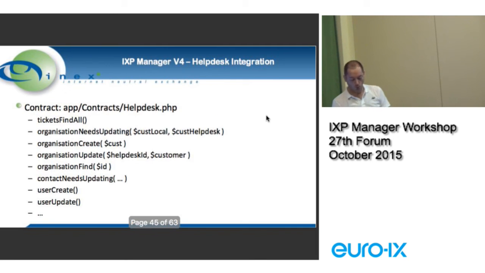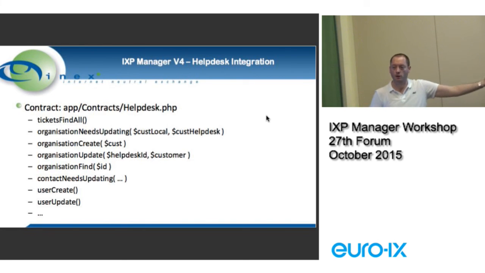Okay? So what we did is we listed what we needed to be able to do in terms of help desk API, and we created what Laravel calls contracts, but in object-oriented programming terms is really just an interface, which means that when you implement an interface, you have to implement all the functions within it. So it's just the kind of things you'd expect: tickets, find all, organization, needs updating is a question, create, update, and same for contacts and users and so on.